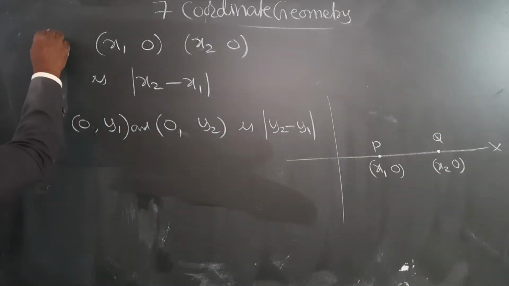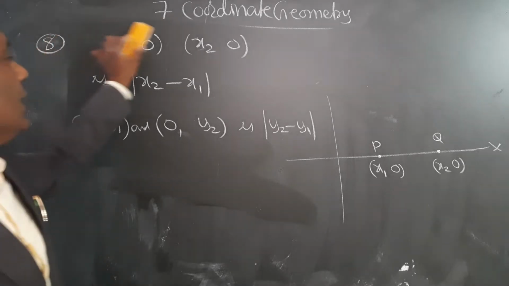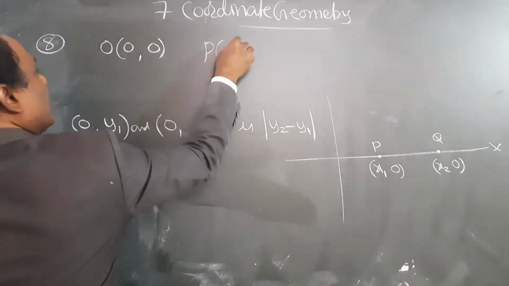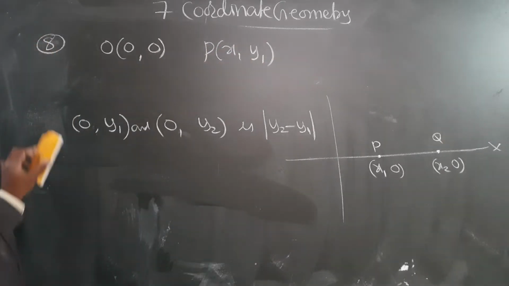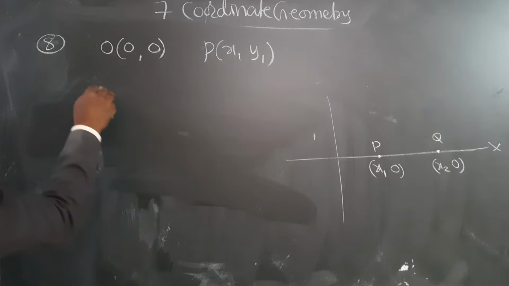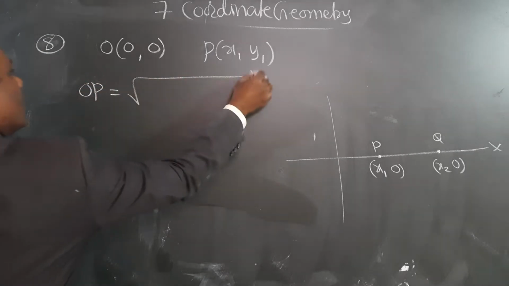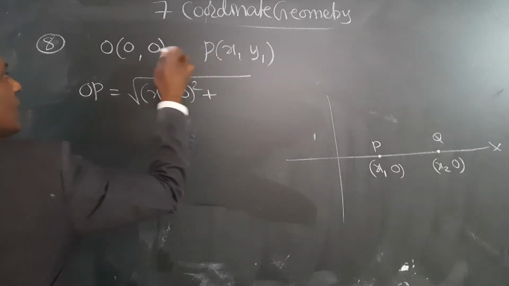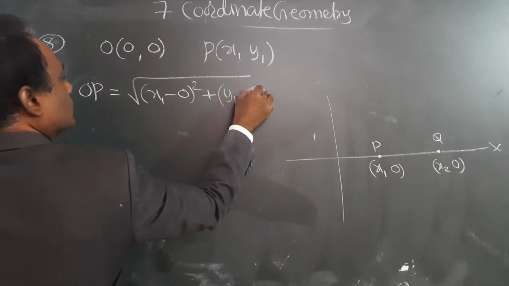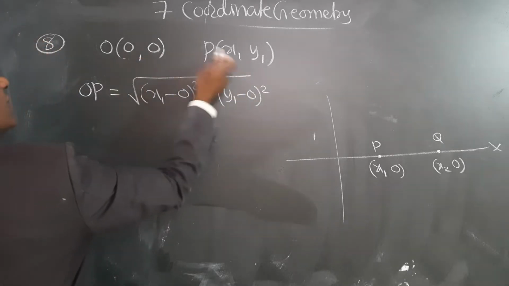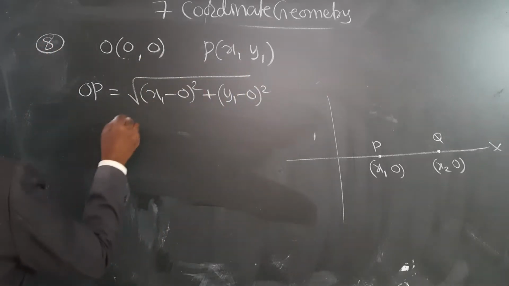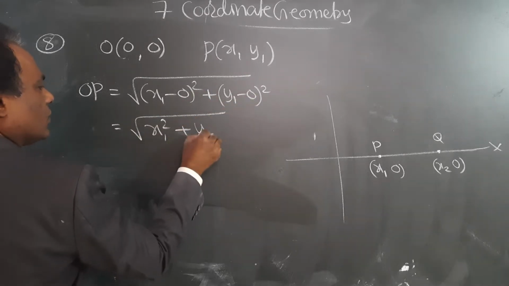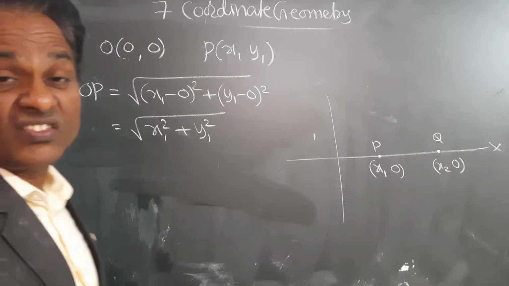Next, students, suppose one point is the origin, and the other point is say (x1, y1). What is the distance between O and P? What is the distance formula? Root of (x1 minus x2) whole square plus (y1 minus y2) whole square. This minus this or this minus 0, anyway you can write, because anyway it is square. So x1 minus 0 is x1 only, y1 minus 0 is y1 only. So this is the distance from the origin.